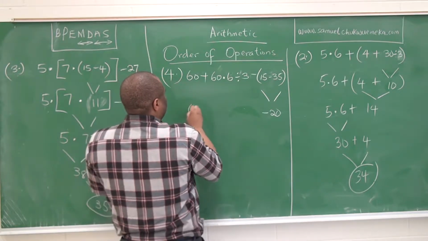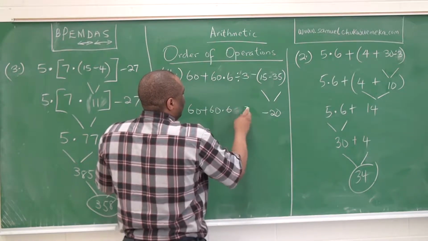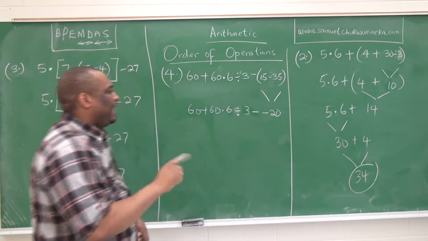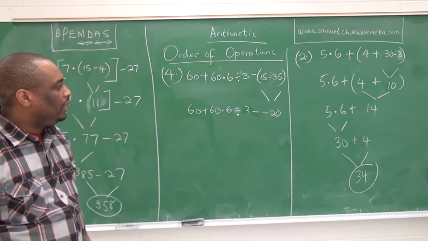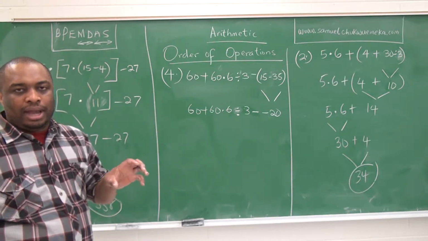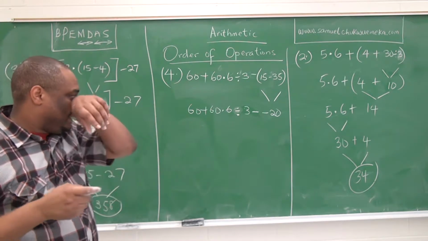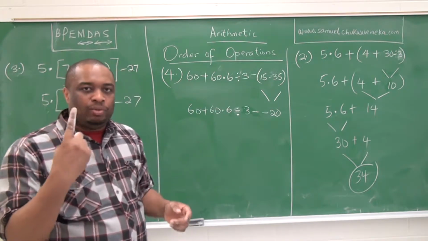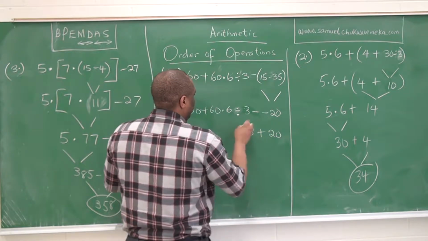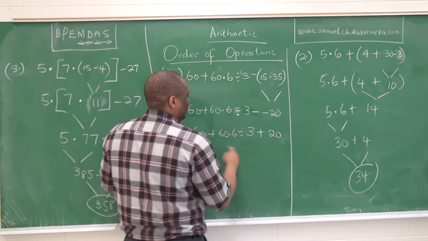Then I bring down this. 60 plus 60 times 6 divided by 3. Now this minus, you still bring down this minus here. So it's minus 20. And remember what I taught you in the video on integer operations, add, subtract, multiply and divide integers. When you see two signs together, make it one sign, okay? So this minus will be plus, so this is plus 20, then 3. Then bring down the rest, 60 plus 60 times 6 divided by 3.